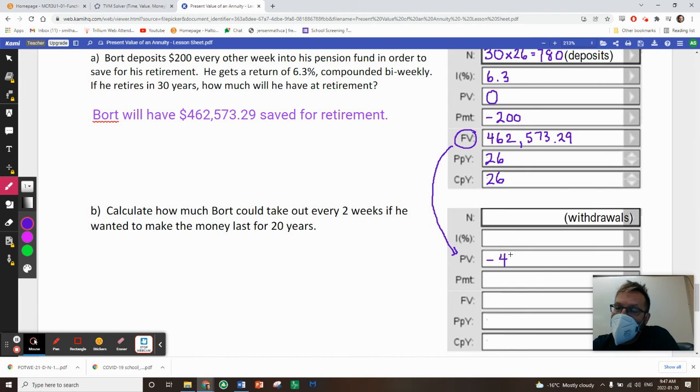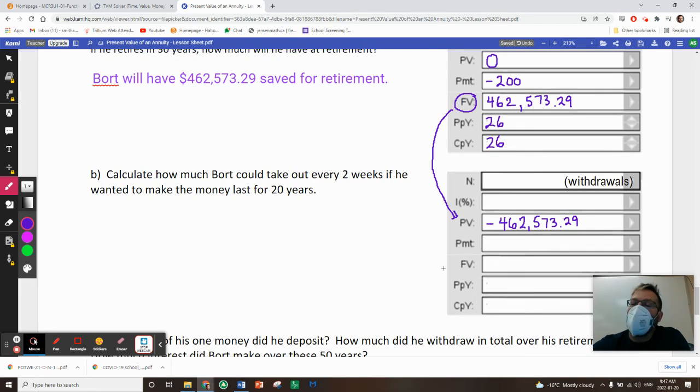Bort has saved up $462,573.29. And we want to know how much Bort could take out every 2 weeks to stretch the money for 20 more years. We're finding a payment. The interest rate is still 6.3 and it's still bi-weekly, 26 and 26. He's going to live off the money till it's all gone. And then we just have to do our usual calculation for N. This time he's stretching it for 20 years, 20 years of bi-weekly withdrawals. Believe that's 520.